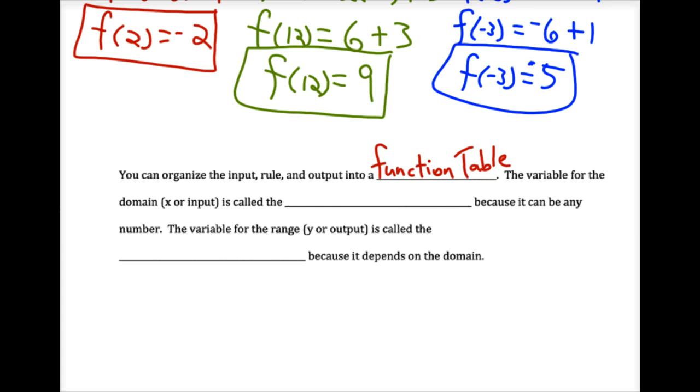Now, the variable for the domain. You guys remember domain from yesterday or not? What variable is domain? X. Everybody say it. Domain is the X. That's going to be your input, your X. That's called the independent variable. Write small. X is always your independent variable.